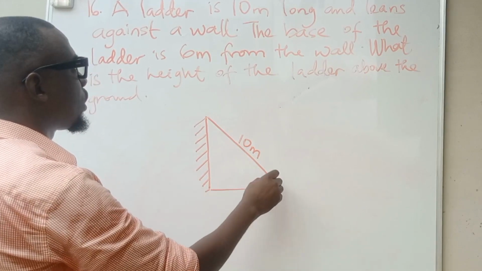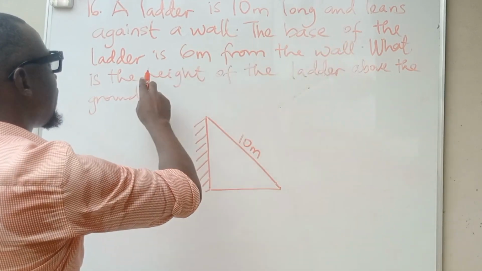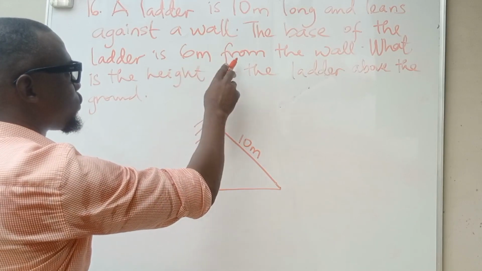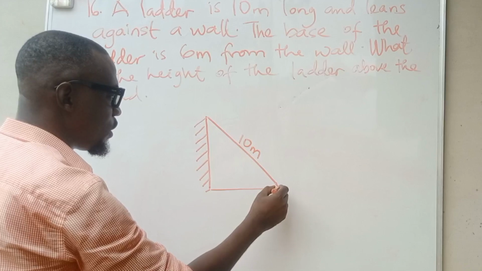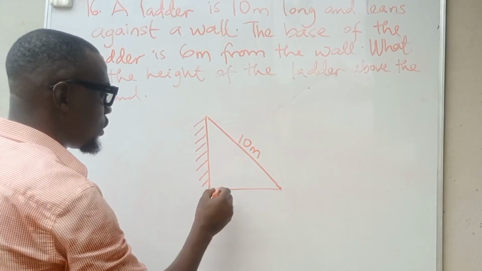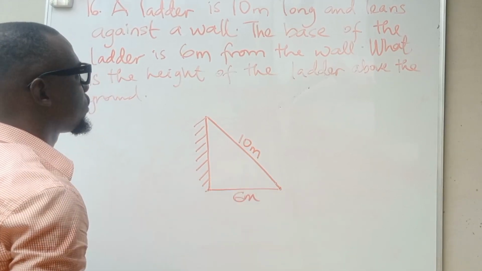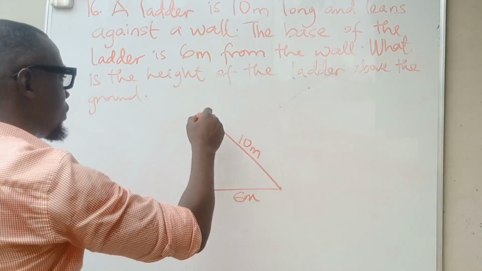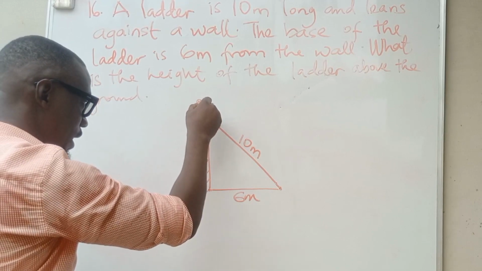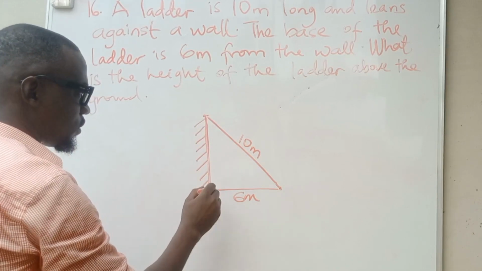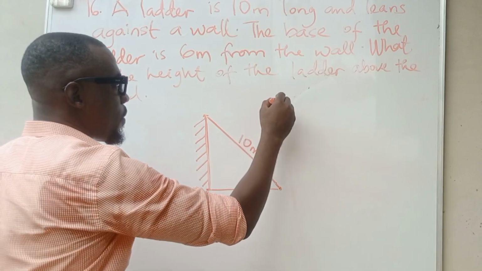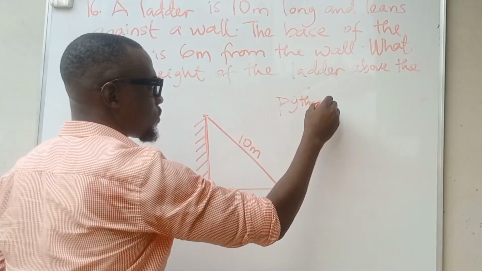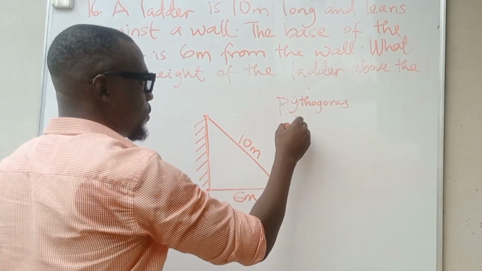The base of the ladder is 6 meters from the wall. That is, from the base of the ladder to the wall is 6 meters. What is the height of the ladder above the ground? That is, what is the height of the ladder here to this place? This is Pythagoras theorem.